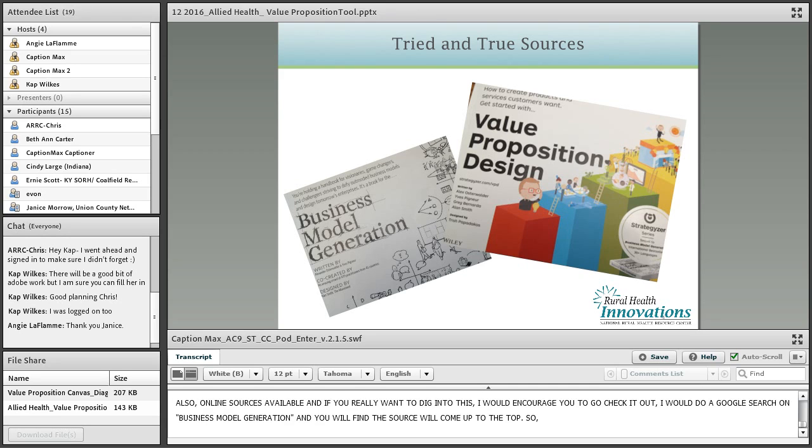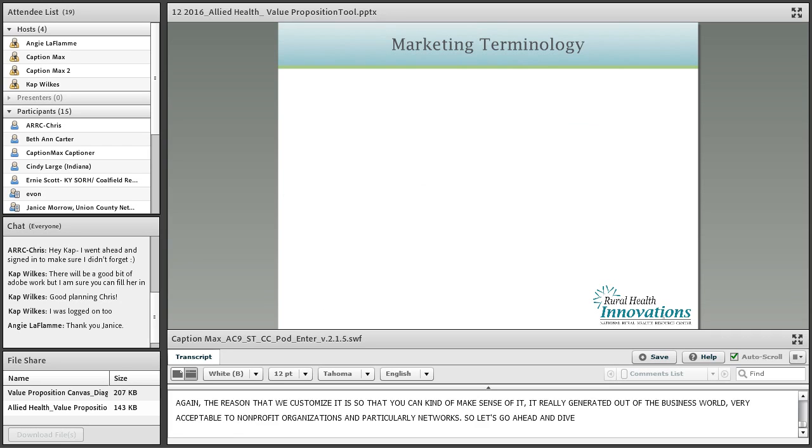We're pulling language from these books, but the reason that we customize it is so that you can make sense of it. It's really generated out of the business world, but very applicable to nonprofit organizations and particularly networks. So let's go ahead and dive in.